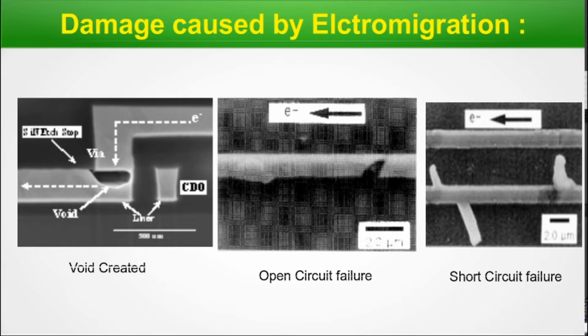Here we can see hillocks are getting created, and they will finally join the two parallel metal lines, causing short circuit failure. So we have just seen what the physics is and what damage it causes. But when we design any circuit in VLSI, we have to predict these things in advance so that the circuit doesn't get damaged over time. So for this we have some predictability.